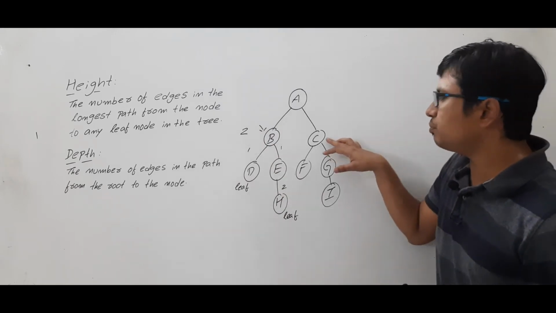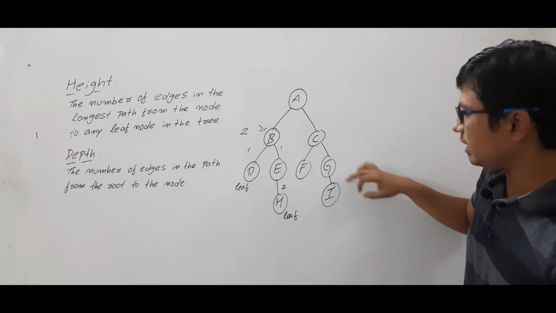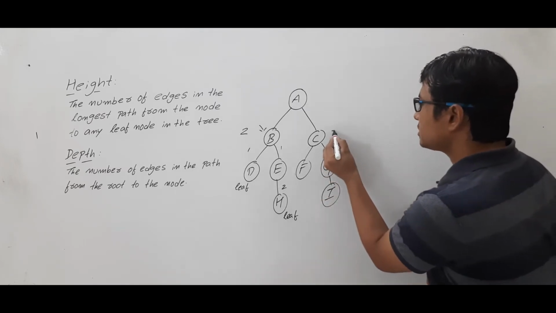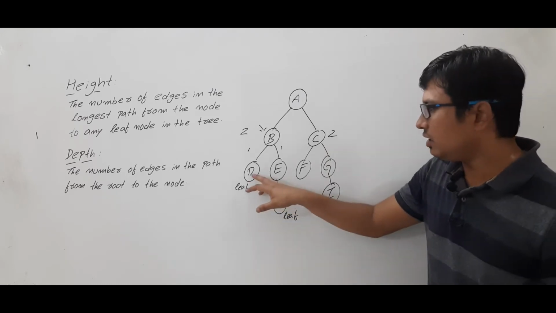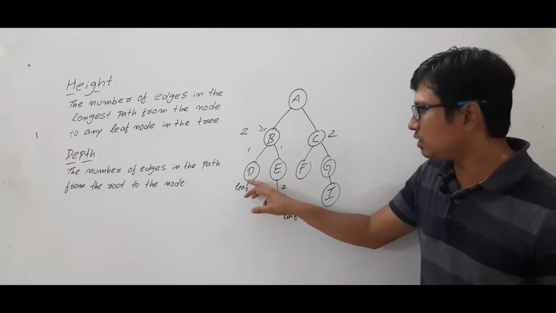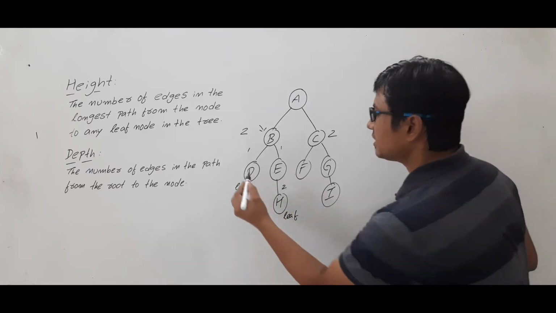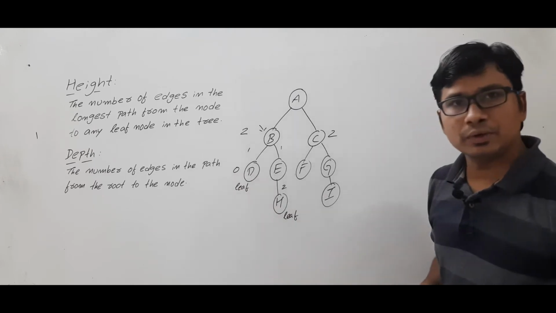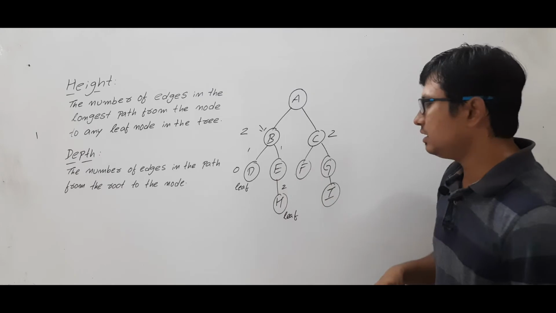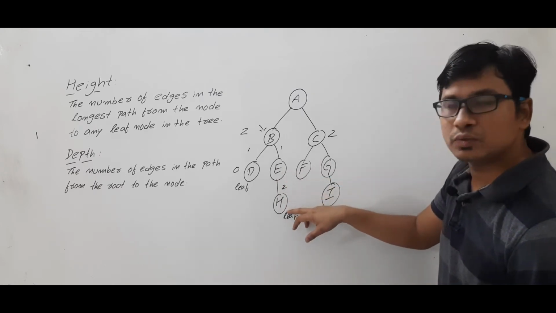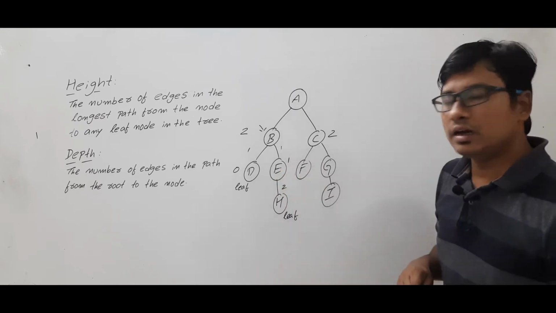Similarly, if you want to compute the height of the node C, the number of edges are 1 and 2. So the height of the node C is 2. Now if you want to compute the height of D, how many edges are there? This is a leaf node, so you will get 0. Are you able to understand it or not? Similarly, if you want to compute the height of the node E, then the leaf node is this one, so the number of edges is 1, so you will get the height of this one.